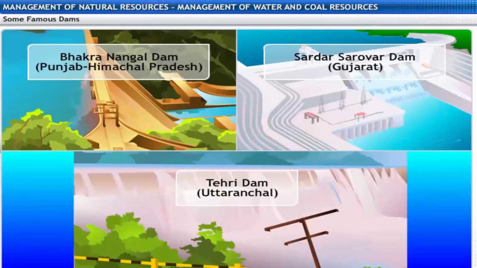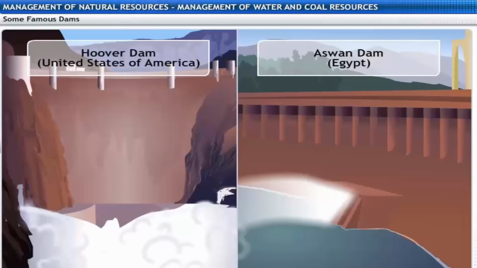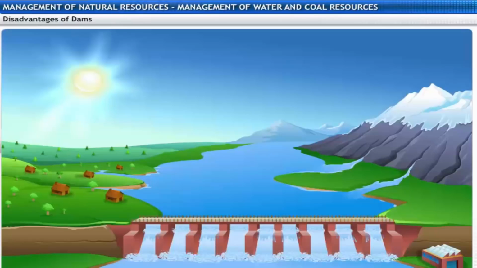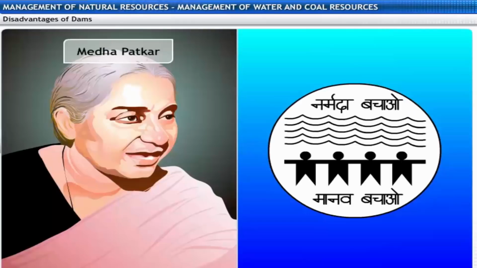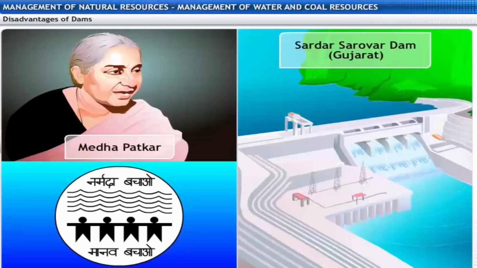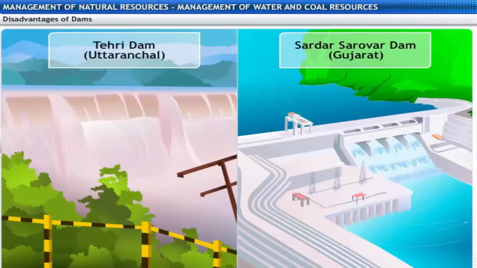Some famous dams in India are the Bhakra Nangal Dam, the Sardar Sarovar Dam, and the Tehri Dam. The Hoover Dam in the US and the Aswan Dam in Egypt are some internationally famous dams. Unfortunately, dams also pose several problems. You may be aware of the Narmada Bachao Andolan. It resists the plan to raise the height of the Sardar Sarovar Dam on the river Narmada. Tehri Dam on the river Ganga is another such example where people are protesting against the construction of large dams.